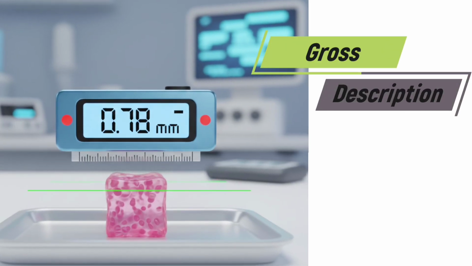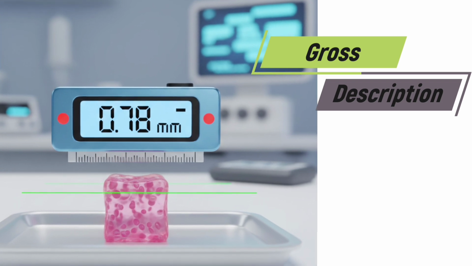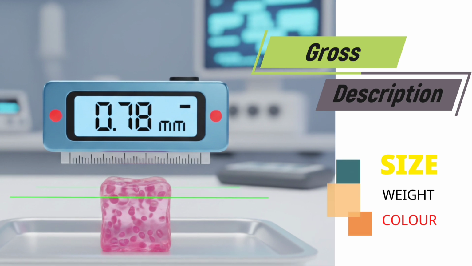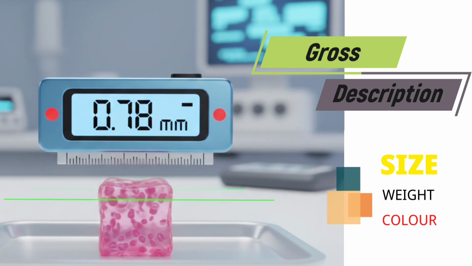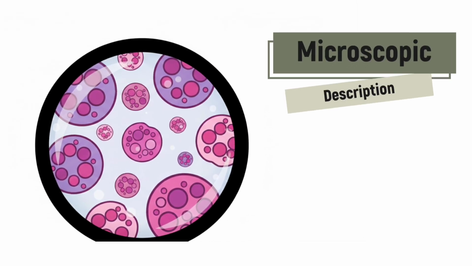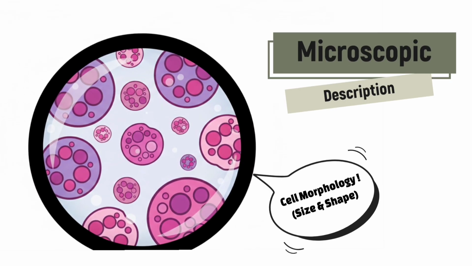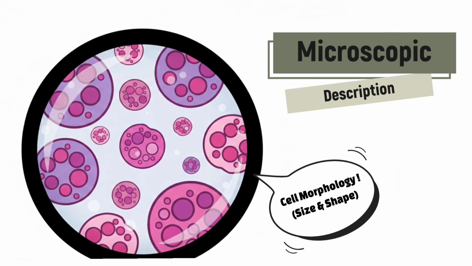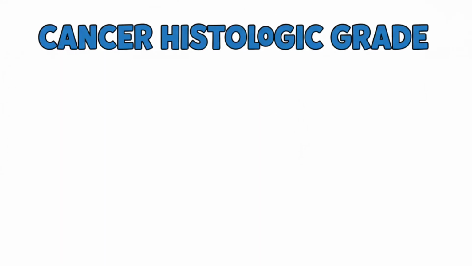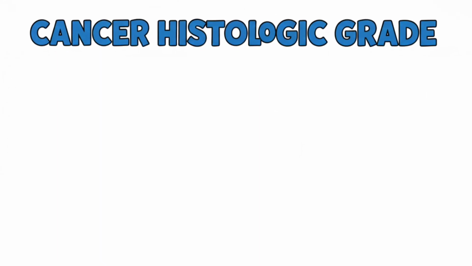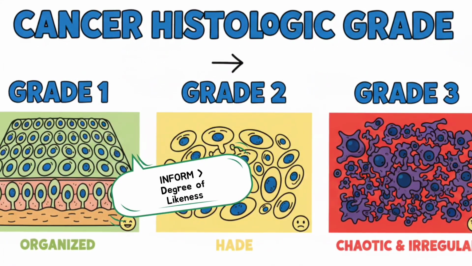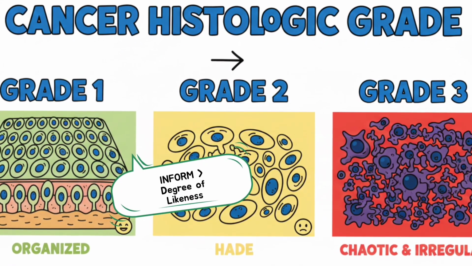Next one is the gross description, which is a simple physical look at the tissues, size, weight, and color. Then the microscopic description, which is where the pathologist explains what the cells look like under a lens. And then one of the most vital parts is the histologic grade, which tells us how much the cancer cells look like healthy cells.